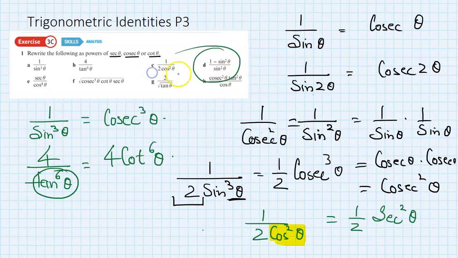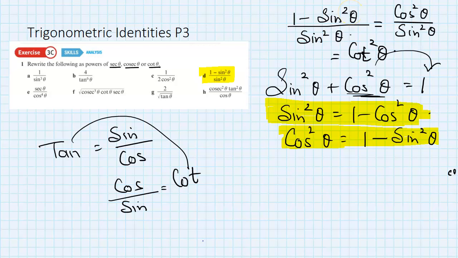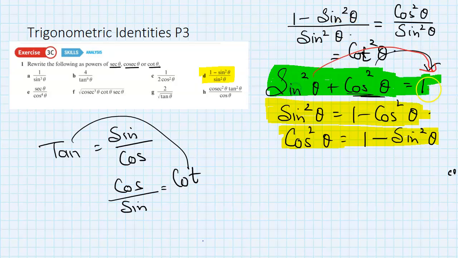Now 1 minus sine square theta over sine square theta. Let's solve this. Part D I have already done without recording, so I am just explaining to you. You know there's a famous identity, and this says sine square theta plus cos square theta is equal to 1. Now if I take sine this side, this is plus, it will become minus. So cos square theta is equal to 1 minus sine square theta.